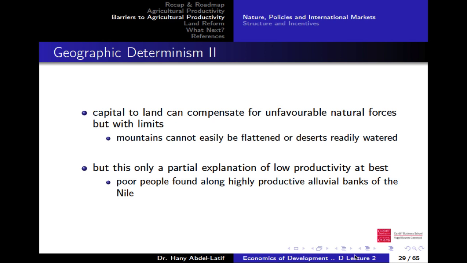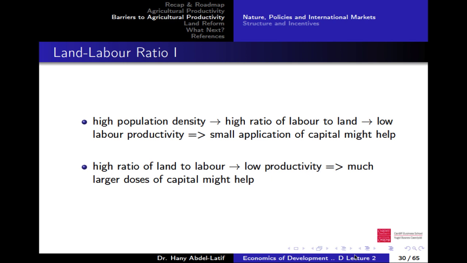Doesn't give us the full story about why productivity is low. So even in places where there's good land to farm, you can still find poor people living there. So that means this is not the entire picture. The second point, which I'll finish with and then we'll have a break, is the land labor ratio.